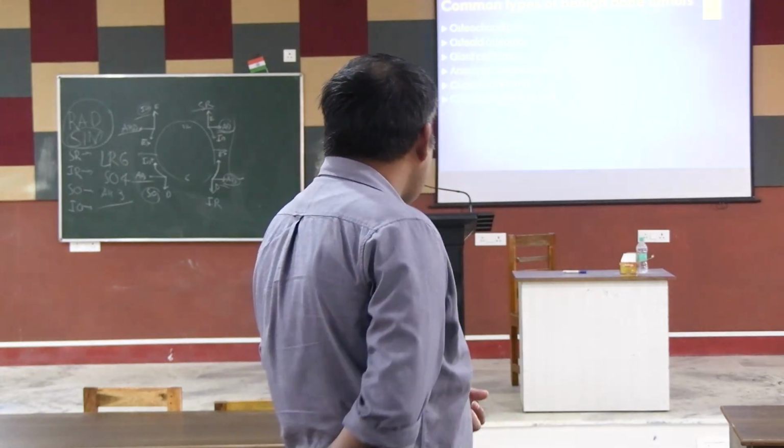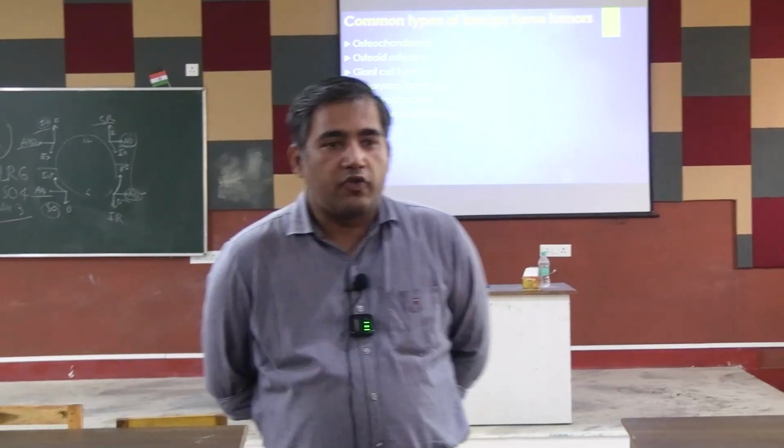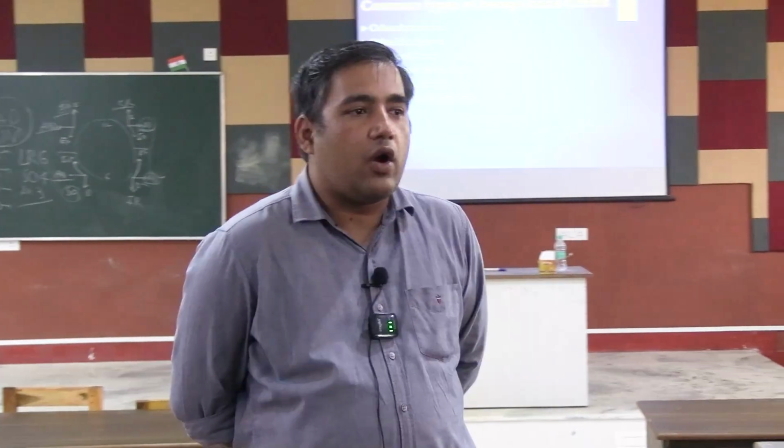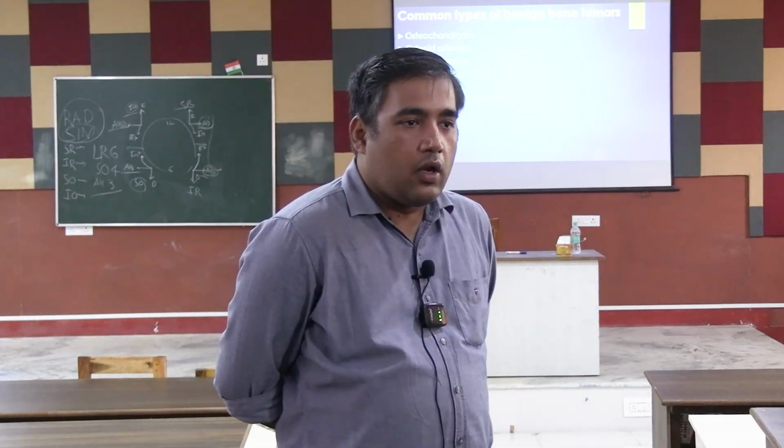So the second most common is osteoid osteoma. Osteoid osteomas are basically cortical or periosteal based tumors. These are extremely symptomatic. These tumors cause significant night pain. The child starts limping. If it is near the joint, there will be rapid synovial effusion. So these are the patients who require treatment.